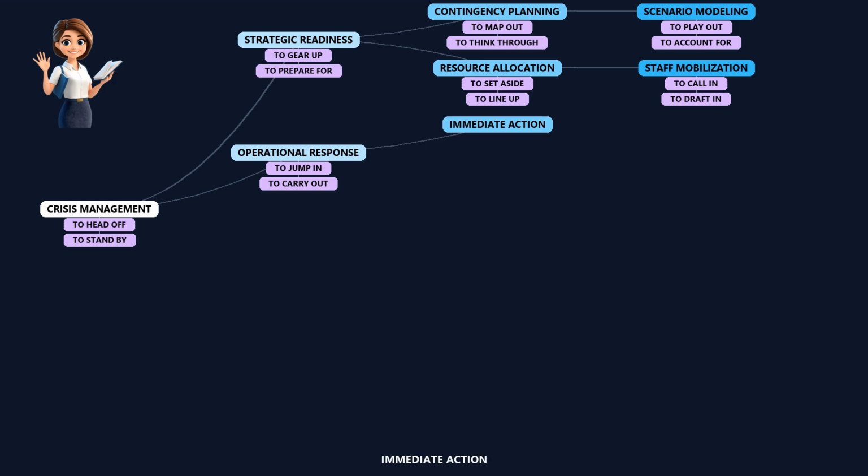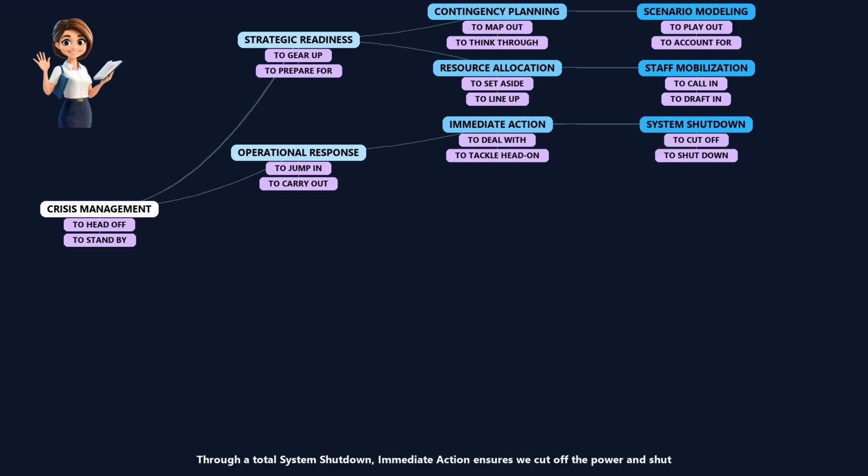Immediate action. Immediate action is a technical branch of operational response used to deal with the fire and tackle head-on any dangerous leaks. This means we are facing the trouble directly the moment it starts. System shutdown. Through a total system shutdown, immediate action ensures we cut off the power and shut down all machines. In short, we are turning everything off to make sure the building stays safe.